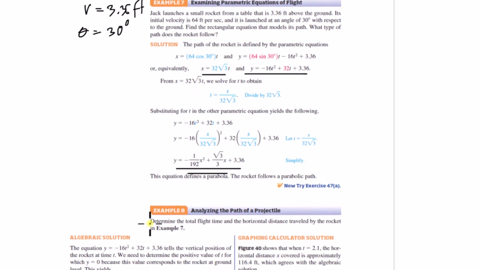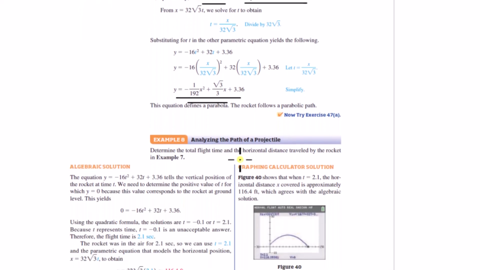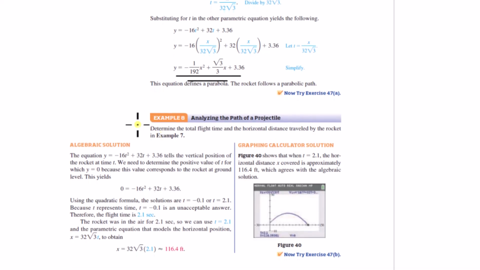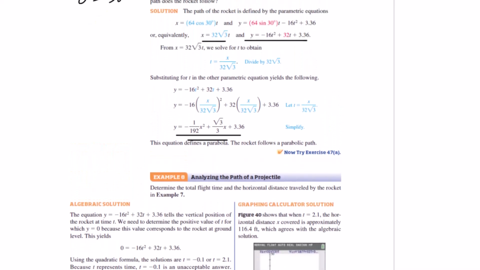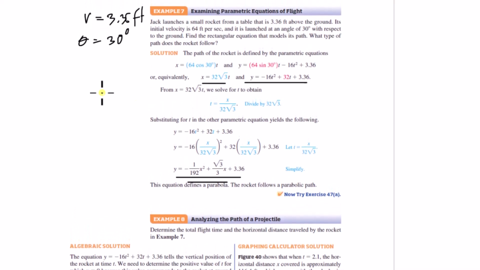Okay, analyzing the path of a projectile: determine the total flight time and the horizontal distance traveled by the rocket in the previous example. The total flight time is when y is equal to negative 3.36 feet relative to the start, that's when the flight ends because it hits the ground. So we can plug this y in here and solve for t, and that's going to be the total flight time. And the horizontal distance, well, we plug that same t into here. So there you go.